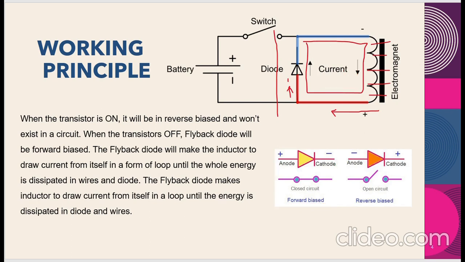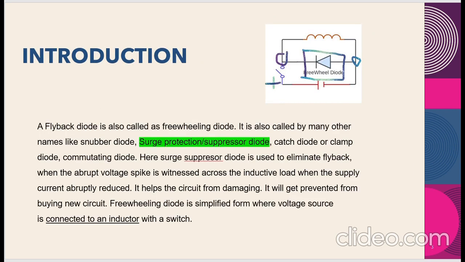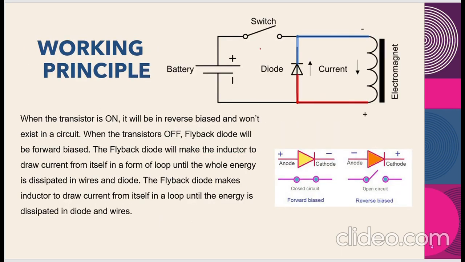So what will happen when the next switching comes, meaning the next operation comes? At that time, this whole current will be dissipated through this circuit. Okay, so when this circuit is completed again, this will work as neutral, meaning there will be no additional voltage or current.